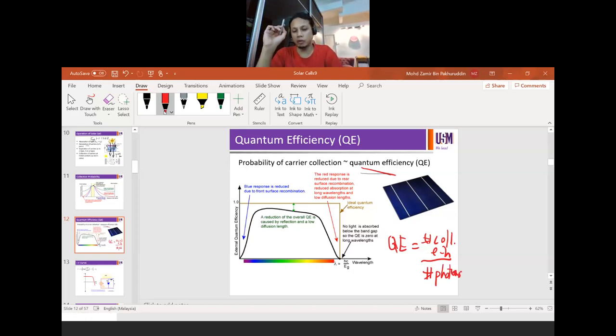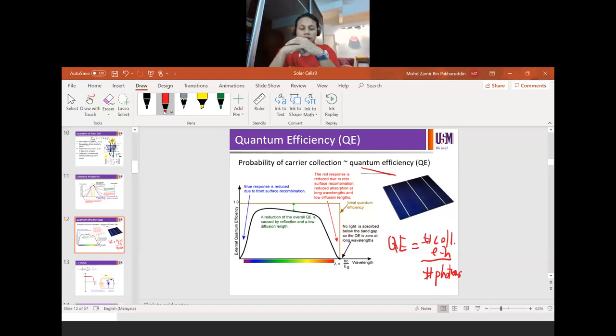So that will give the quantum efficiency of the solar cell. Again, QE is the number of collected carriers, electron-hole pairs, over the number of incident photons. Maksudnya kalau boleh kita nak dapat, if you have one photon incident on your solar cell, you want to collect one electron-hole pair. So if one photon is incident on the solar cell and you manage to collect one electron-hole pair, that means the quantum efficiency will be equal to 1, right? That's the ideal case, right?